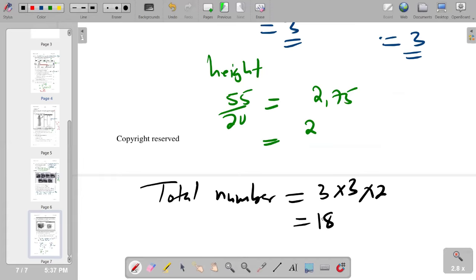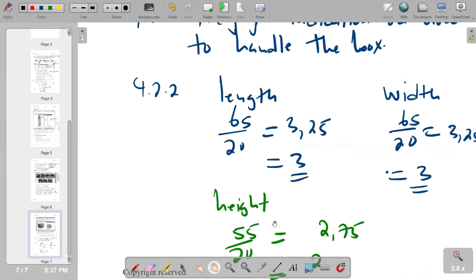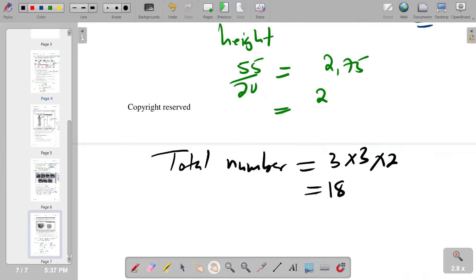And then we go back to the question. The question is saying that she can pack more than 18 boxes, which is not correct because she packs exactly 18 boxes. So it makes the statement invalid. So her claim is invalid. So this is the last question that we have in terms of this question paper.